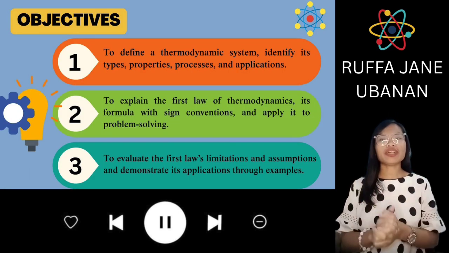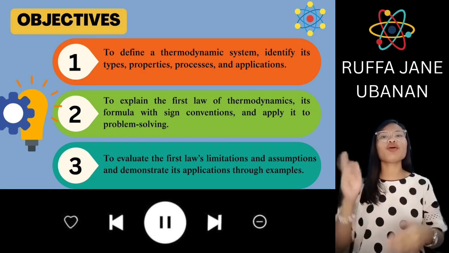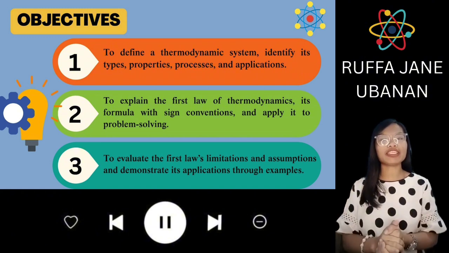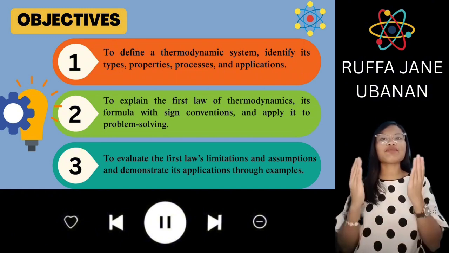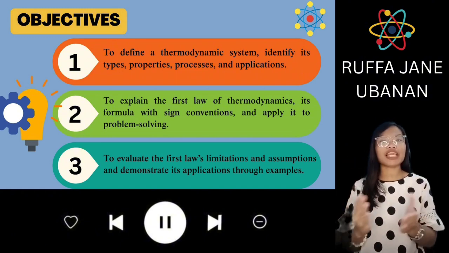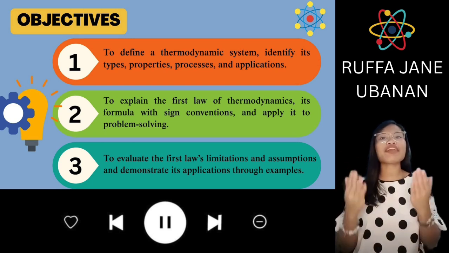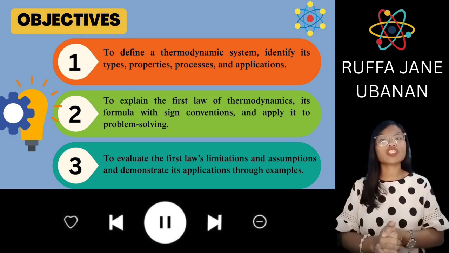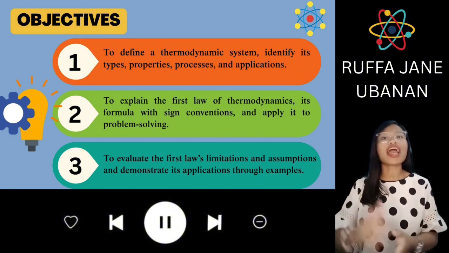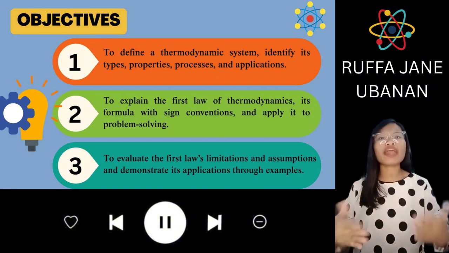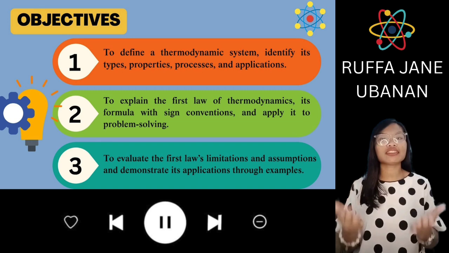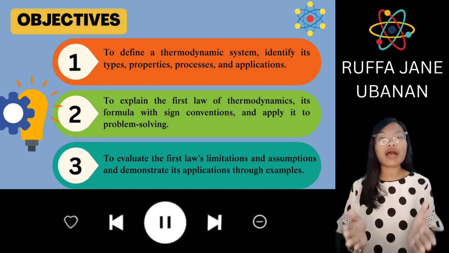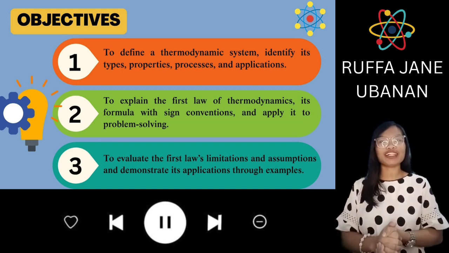By the end of our discussion, you should be able to, first, define a thermodynamic system, identify its types, properties, processes, and applications. Second, to explain the first law of thermodynamics, its formula with sign convention, and apply it to problem solving. And third, to evaluate the first law's limitations and assumptions and demonstrate its applications through examples.